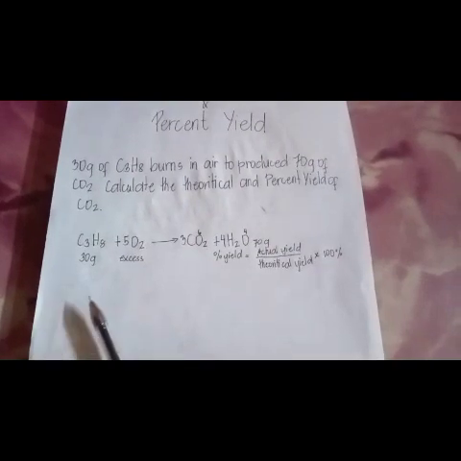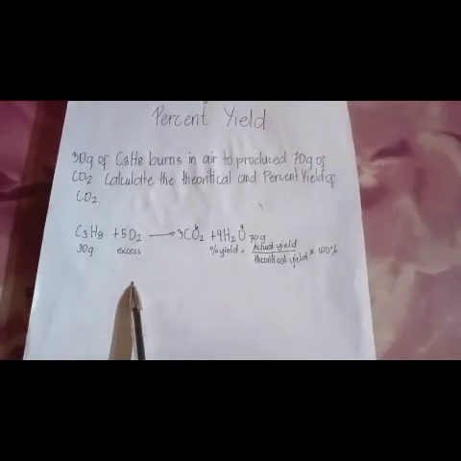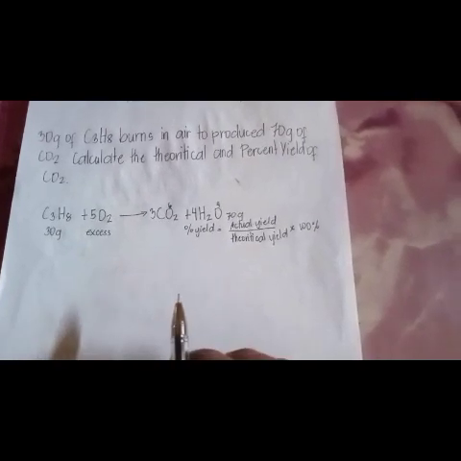Now let's make a list of what we know. We have 30 grams of propane. It's burned in air, so we can assume that we have an excess amount of oxygen. Whenever you have two reactants, you need to identify the limiting reactant and the excess reactant. You always want to use the limiting reactant to calculate your theoretical and percent yield, never the excess reactant.